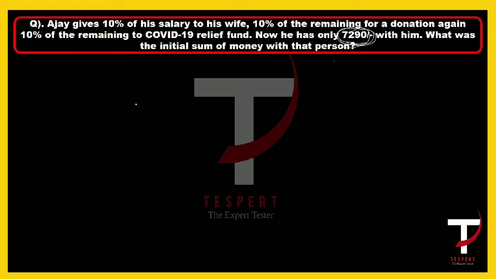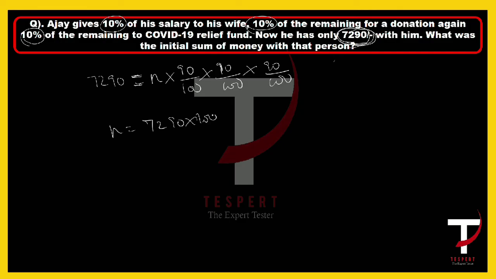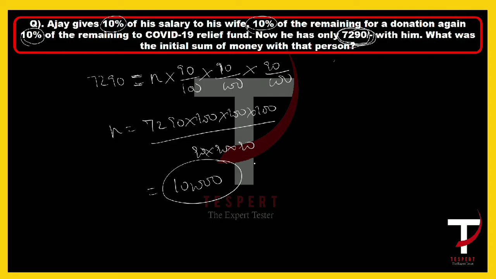So use the same method to calculate. The remaining amount we have is 7,290, which is equal to, let us assume the initial amount to be n into, 10% he spent, so the remaining is 100 minus 10, which is 90 by 100. Again he spent 10%, so 90 by 100. Again he spent 10%, so the remaining is 90 by 100. So n will be equal to 7290 into 100 into 100 into 100 by 90 into 90 into 90. Just calculate, and you will get 10,000 as the initial amount.